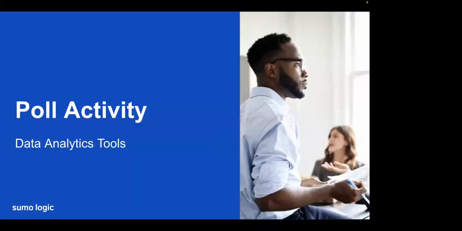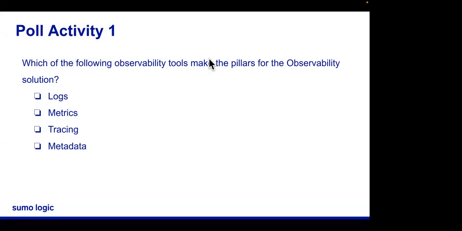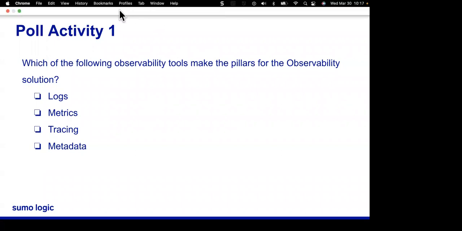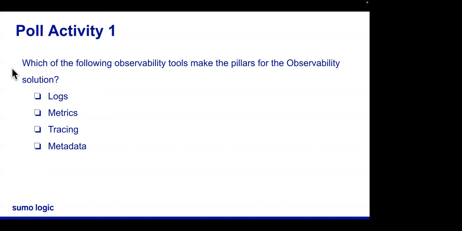All right. So we've got a little poll activity here for you to play with, and I've got a question for you. So first question, which of the following observability tools make the pillars for our observability solution? Feel free to put it in the chat. Feel free to unmute your mic, answer directly, but I will tell you there's going to be more than one correct answer here. Eric, go ahead.